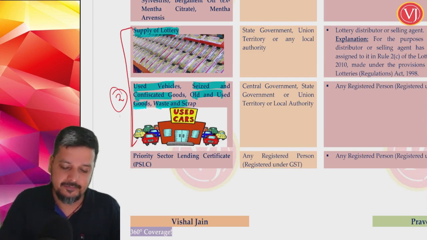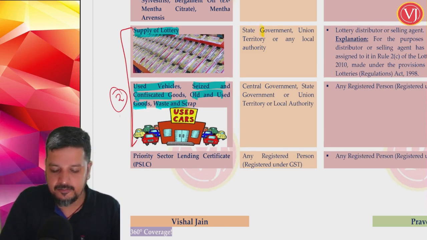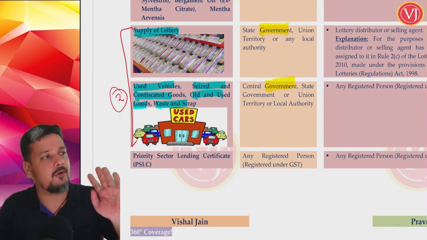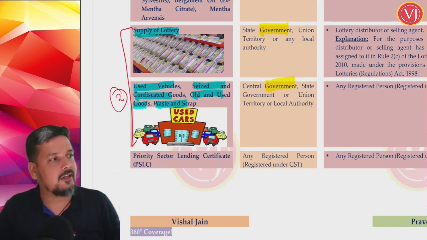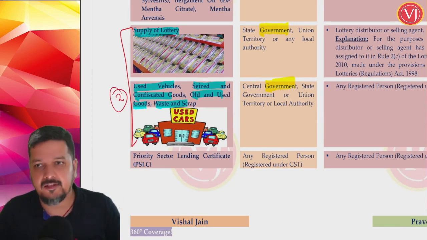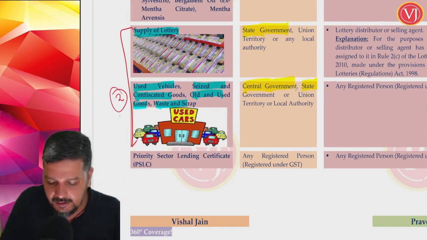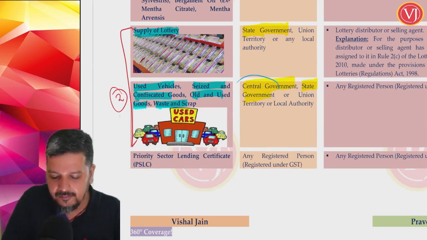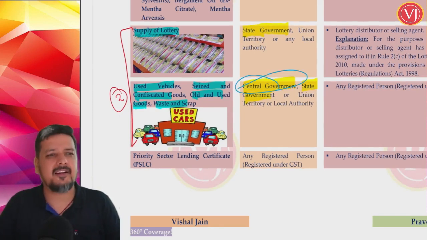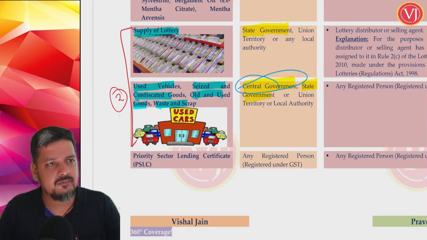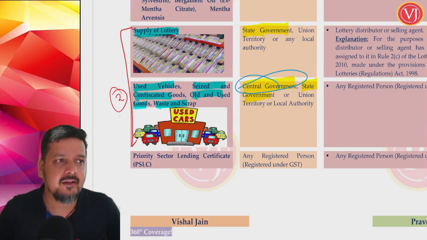Who is the supplier? Supplier is government. So that's the difference. In the first point, government means only state government or union territory or local authority, because lottery is always controlled by state. But in the second point, you will find even central government. That's the only difference. For lottery, central government doesn't have any role. So supplier is government.